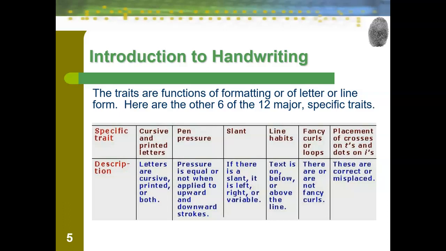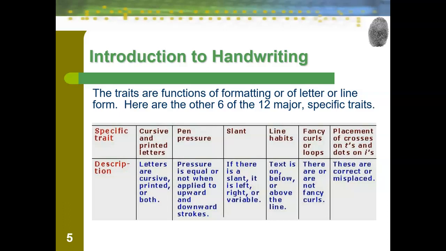Slant. Is there a slant? Is it left, right, or variable? So are letters straight up and down, or are they angling to the left or the right? Line habits: text is on, below, or above the line. Now, a lot of people, if they're writing on lined paper, do manage to write on the line, but this is particularly prominent if we're using unlined paper. A lot of people's handwriting does not remain consistently on a line. It does start to vary. Fancy curls or loops: are there or are there not fancy curls? And placement of crosses on T's and dots on I's. Are they correct or misplaced?